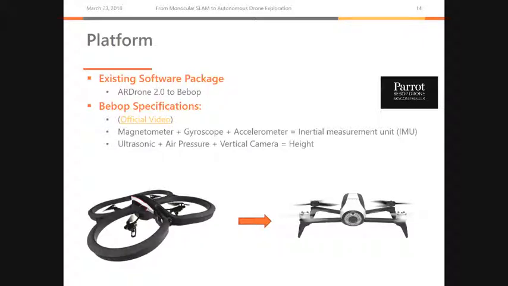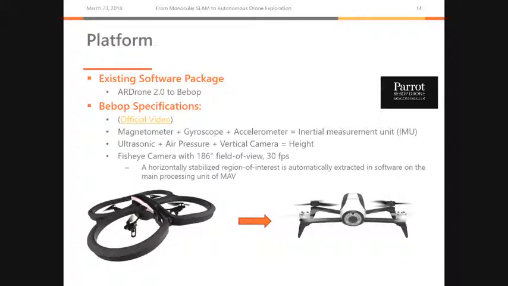They also combine ultrasonic, air pressure, and a vertical camera for height. This is actually the same in the drone that we have in the lab. This is usually the down part, so they have a camera and ultrasonics, for height and also vertical movement. I think they use optical flow for vertical movement. They combine these together to get exact height information.